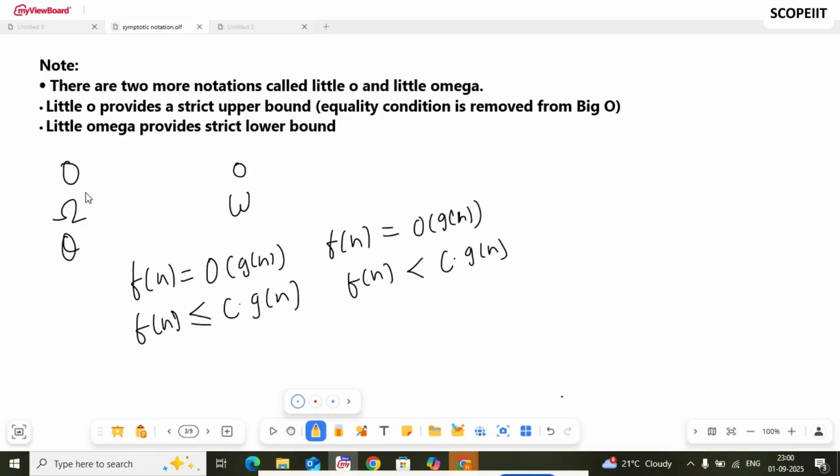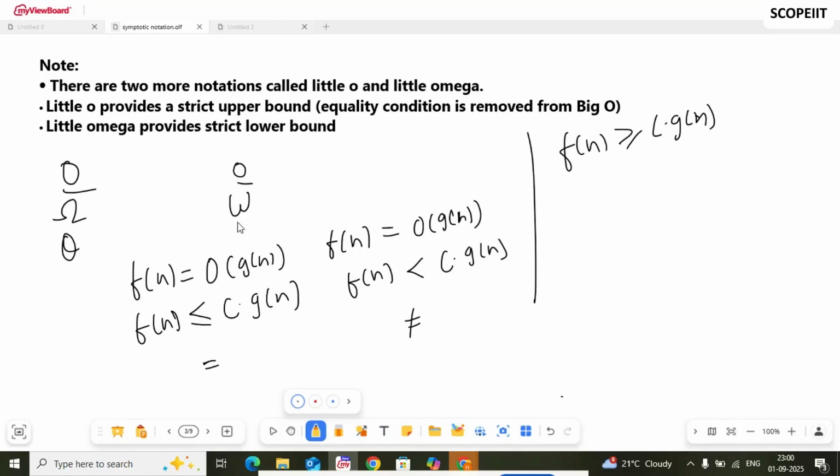Your big O notation and little o notation are the same, just the difference is in big O notation we have this equals to symbol, whereas in little o notation we don't have the equal to symbol. Same here in omega also. So in omega, what was the formula? Your f of n should be greater than or equal to c dot g of n.